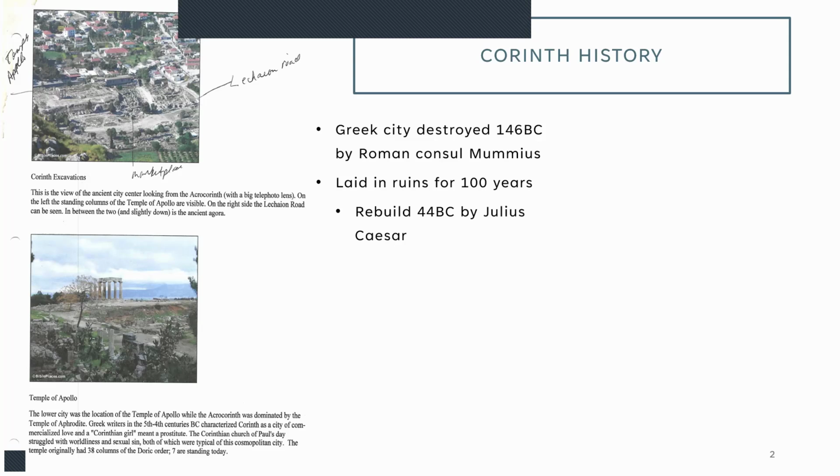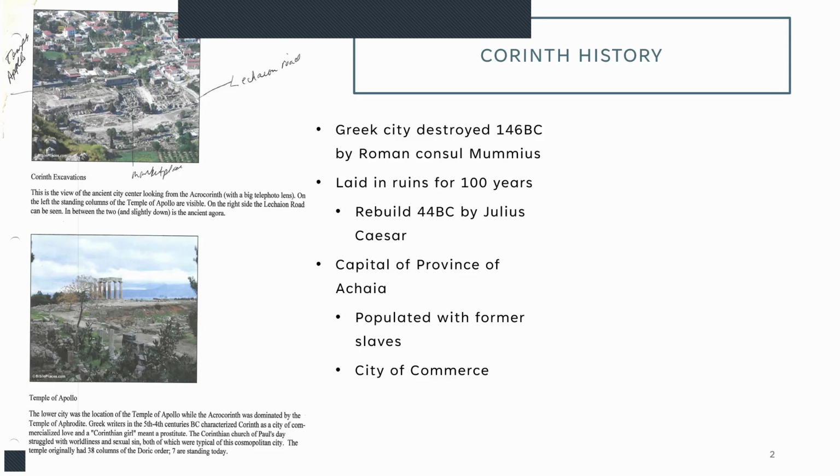When he rebuilt the city, it became a major city in that part of the world. It was the capital of the province of Achaia, the southern half of Greece. Caesar populated the city with former slaves, freedmen, homeless Greek sailors ready to retire from sea, and various other persons from many different nations. It quickly became a city of commerce.